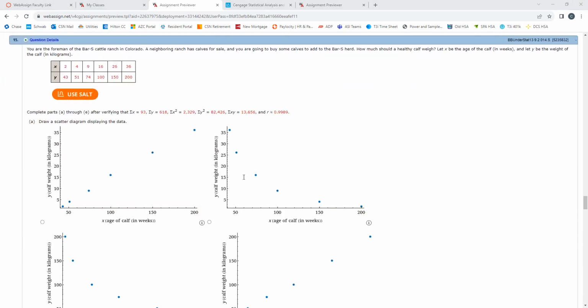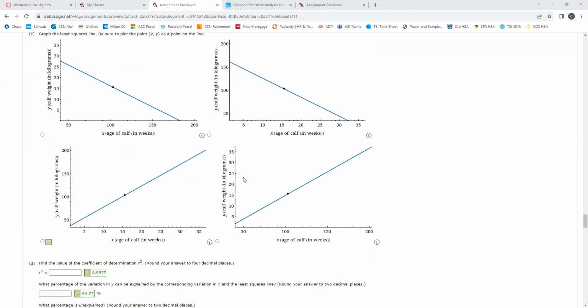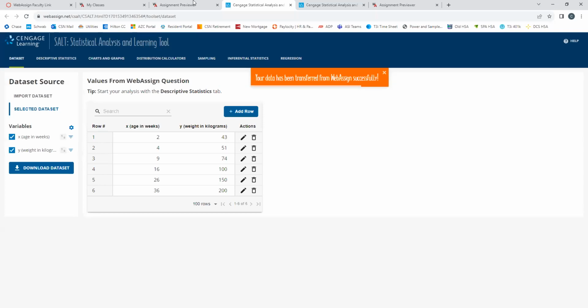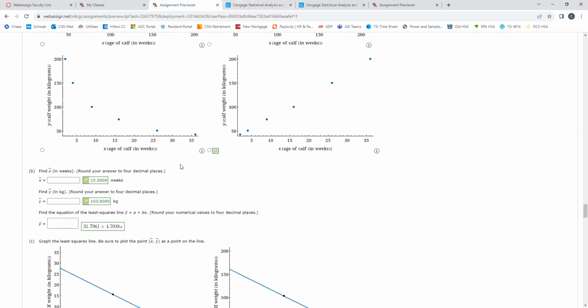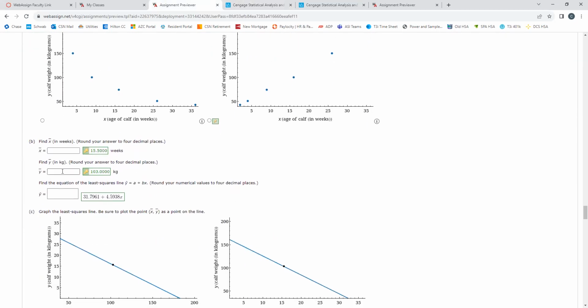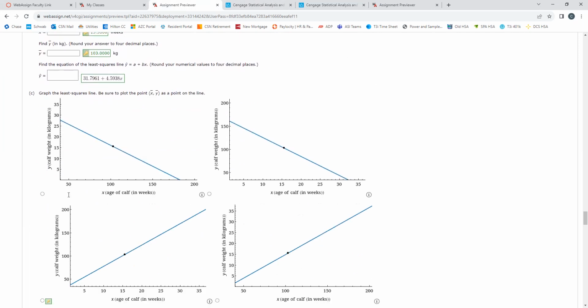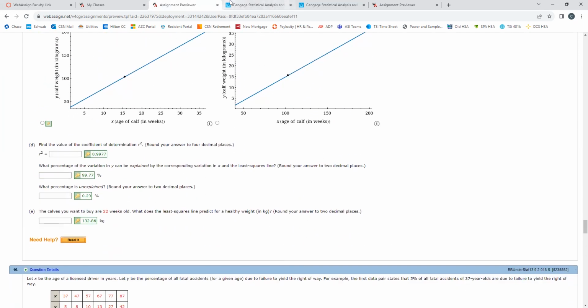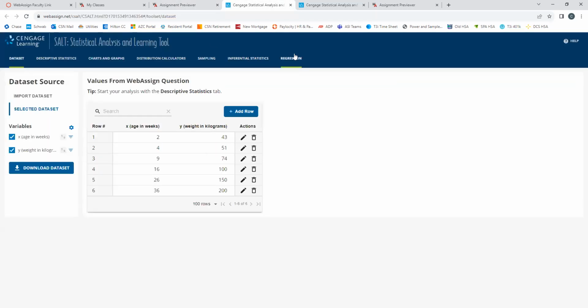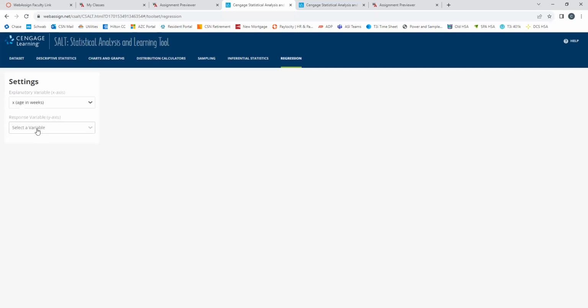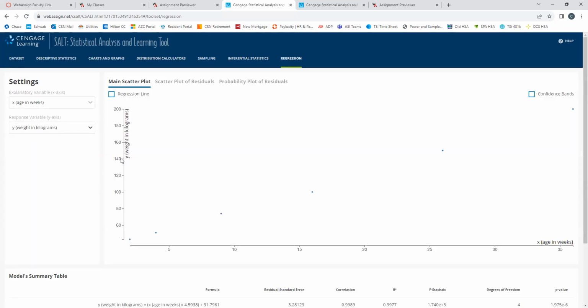All right, so let's take a look at the next one, where it actually walks us through this stuff in salt. So we're going to click on salt for this type of problem. It wants us to use a scatter plot, find x bar, y bar, and then a regression equation, and then answer some of those questions with R squared and so forth. So we're going to go back to regression. They do it well. They give us x, they give us y, and it creates our line.